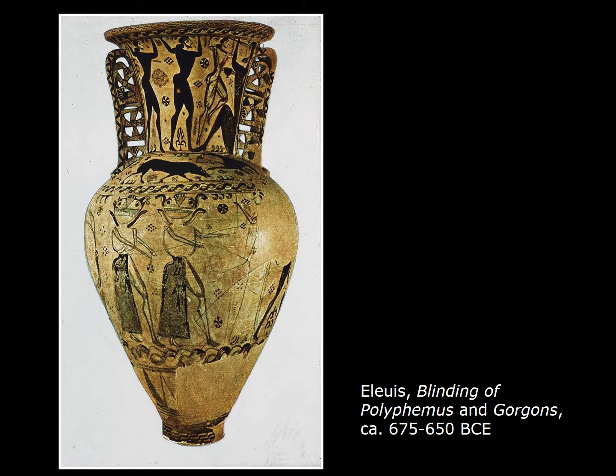This particular piece is called Eleusis, The Blinding of Polyphemus and the Gorgons. This is an Orientalizing style amphora. An amphora is a vessel that might hold wine or grain or some product that you want to transport.